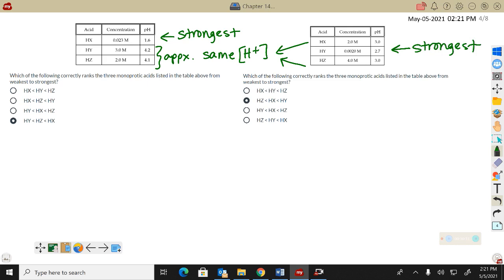Most of us didn't have a problem finding the one that was the strongest. From there, we had to rank the other two. Approximately the same amount of hydrogen if the pH is the same, but one of them had to be more concentrated in order to get that amount of hydrogen, which meant that it didn't fully dissociate.